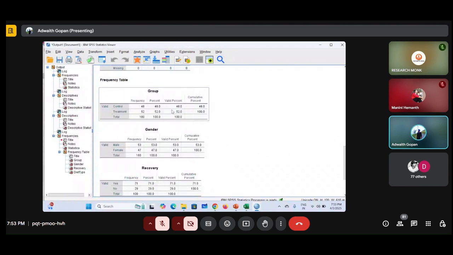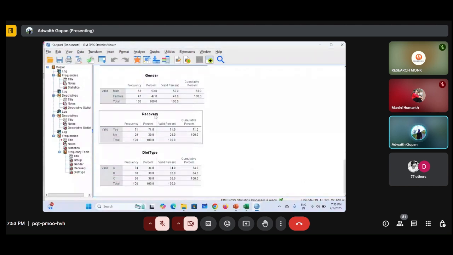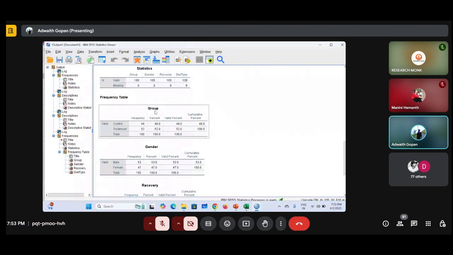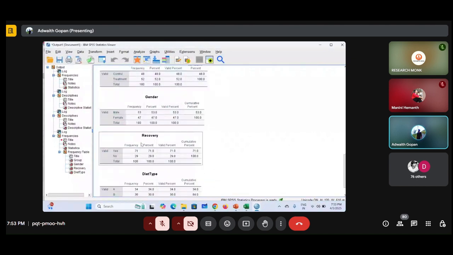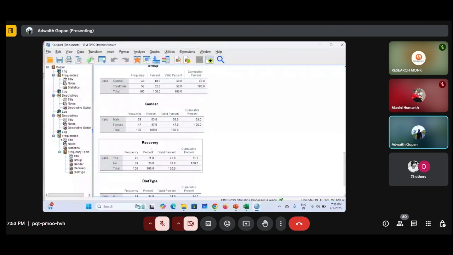Here, SPSS will give you multiple tables for multiple factors. The first variable is group, and group has two categories, control and treatment, where 48 observations are control and 52 observations are treatment, and the respective percentages are given in the next column. Similar to group, gender also has two categories, male and female, with 53 male and 47 female, and the respective percentages are given in the next column. So this is how the frequency tables are given.